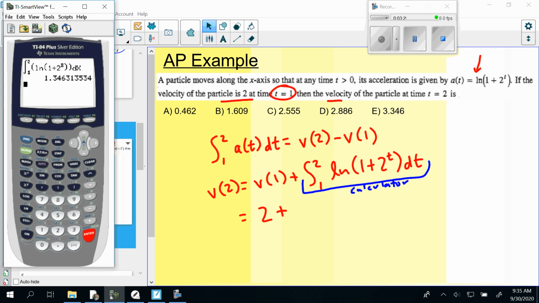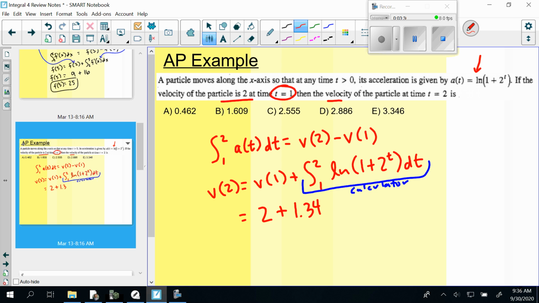So from 1 to 2, the velocity increased by 1.346. So if we add that with the starting velocity of 2, it gives us the total here of 3.346 for the overall velocity, and we can see E was the correct answer to this problem.